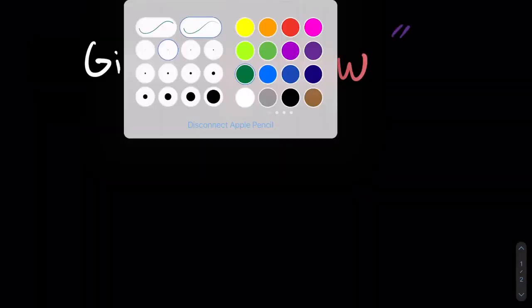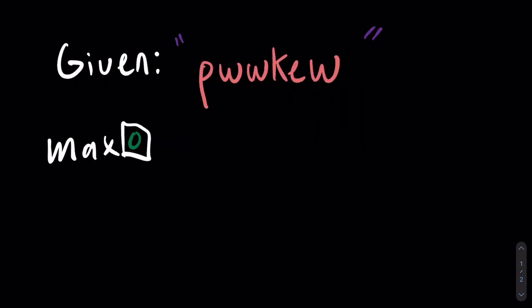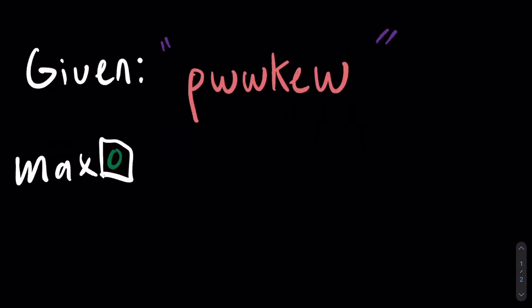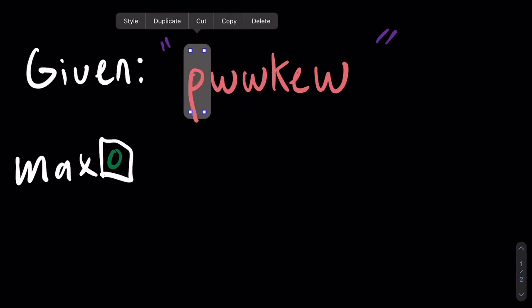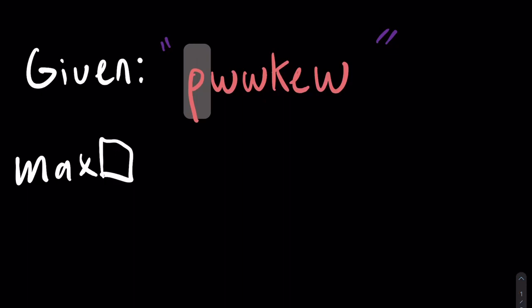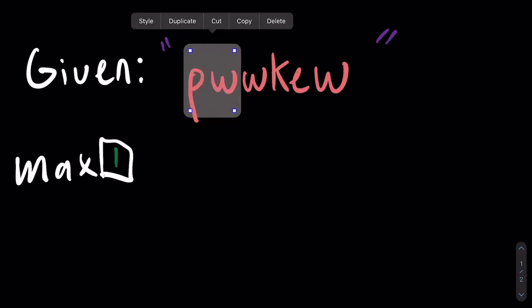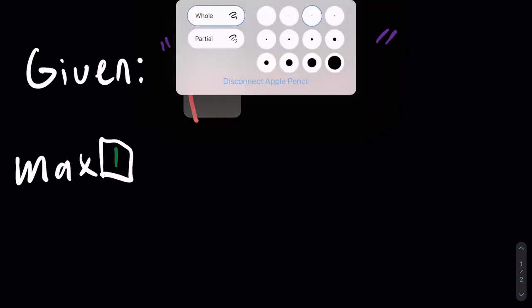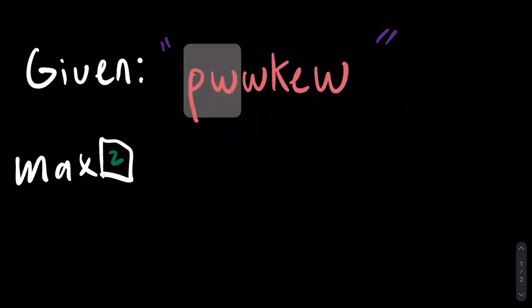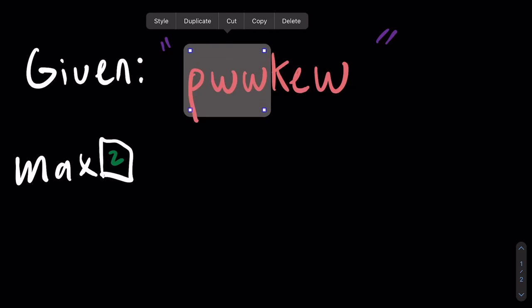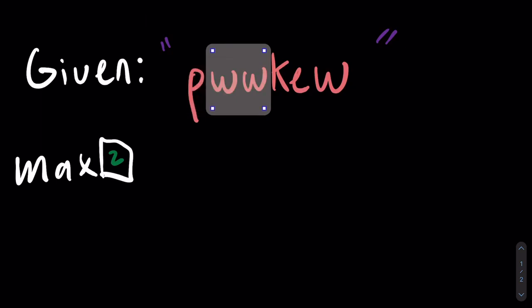Let's make our max variable. It's initialized to 0. So creating our window, we have P in our window. It is a unique character, so we're going to go ahead and update max. All right, expand the window 1 to the right. PW, this is also unique. And go ahead and expand it 1 to the right. This PWW does not have all unique characters, so we're going to shift it to the right one.